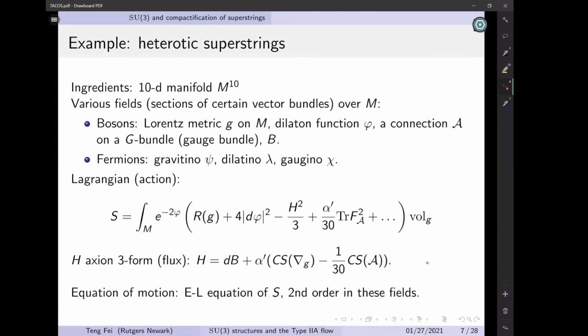Okay, so anyway, the goal of superstring theory is to solve the equation of motion, that is the Euler-Lagrange equation of this functional S. And we know that the general principle tells us this Euler-Lagrange equation, in other words the equation of motion, would be a second order equation in terms of all these fields.